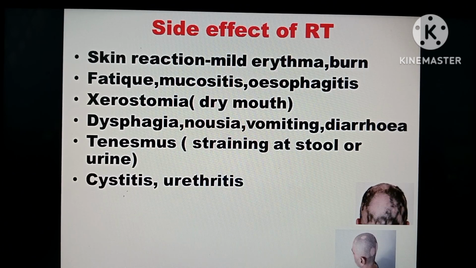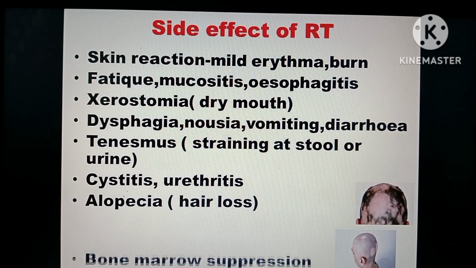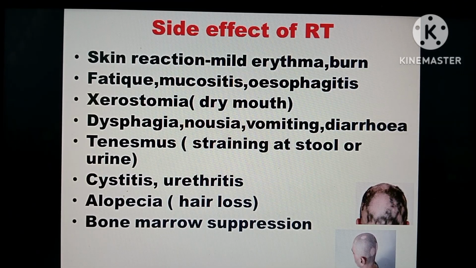Okay, cystitis, urethritis. Cystitis means inflammation of the bladder. Urethritis means inflammation of the urethra. Alopecia, hair loss. Put underline for this. They will ask. Bone marrow suppression. When bone marrow is suppressed, what happens? The bone marrow is called the cell storage center. It produces red blood cells, WBC as well as platelets. When bone marrow is suppressed, all these cells decline, will reduce in count.